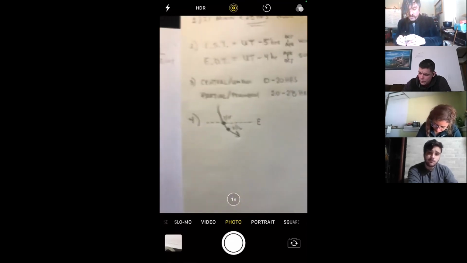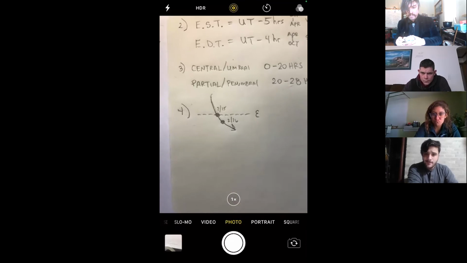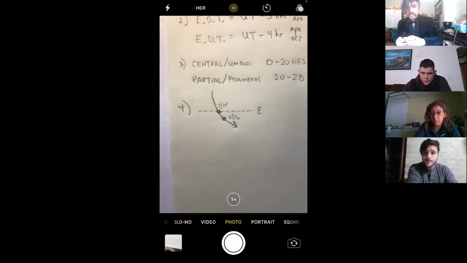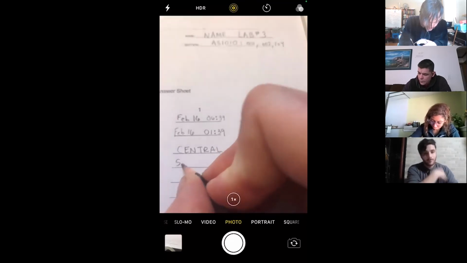Was this eclipse north or south of the ecliptic plane? South. And that's how we have to figure this out every time. We have to draw that little diagram.